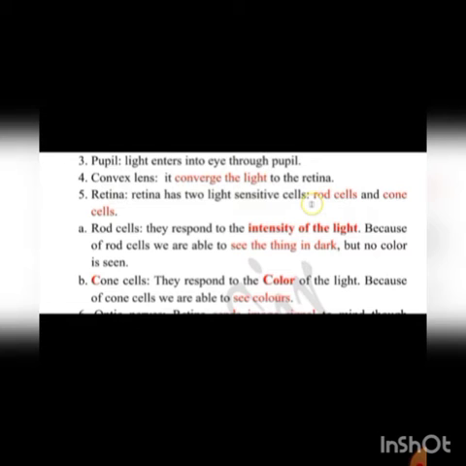Fifth one, retina. Retina has 2 light sensitive cells. One is rod cells, another one cone cells. First one, rod cells. They respond to the intensity of the light. Because of rod cells, we are able to see things in dark, but no color is seen. Second one, cone cells. They respond to the color of the light. Because of cone cells, we are able to see colors.